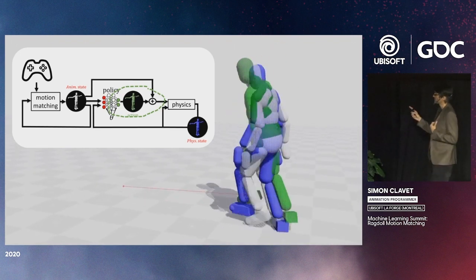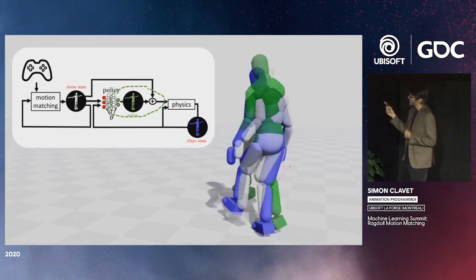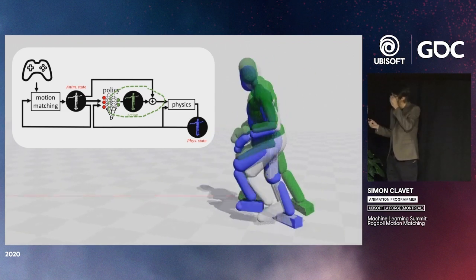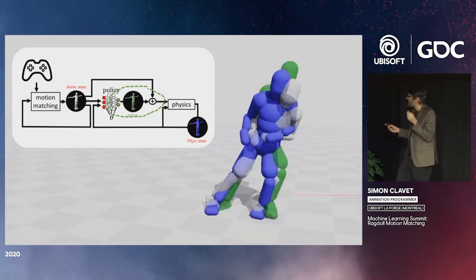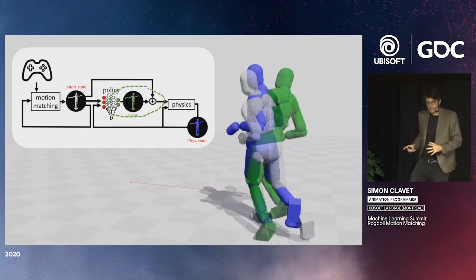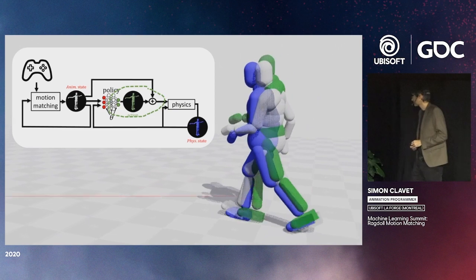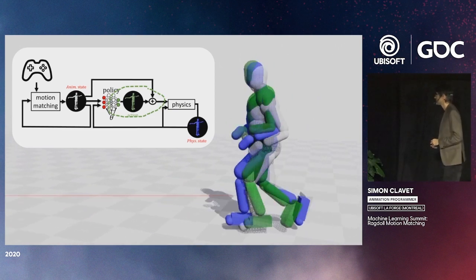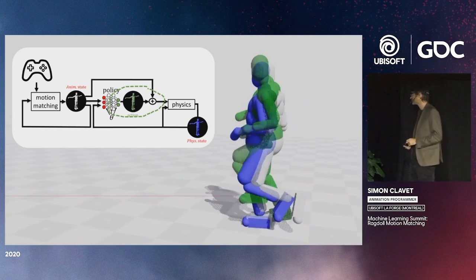So this is what it looks like. See the way the green guy shakes? That's the feedback, the balance feedback. That's deciding, okay, I need to tweak a little bit where I'm going to put my foot to avoid falling. So that's what the network learned to do.